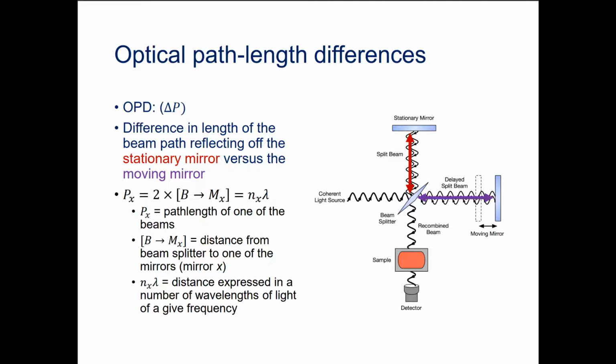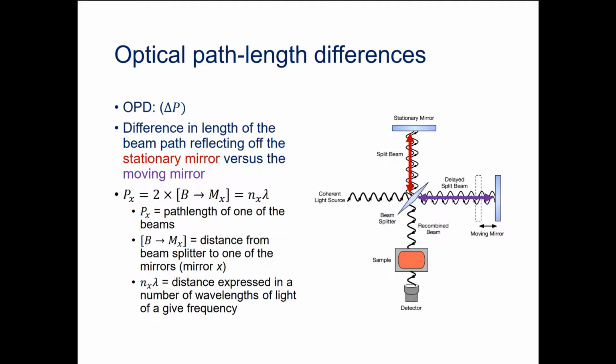This is the difference in length of the beam path reflecting off the stationary mirror versus the moving mirror. The path length can be worked out using the equation on the screen, where Px is the path length of one of those beams, b to Mx is the distance from the beam splitter to one of the mirrors, and Nx wavelength is the distance expressed in a number of wavelengths of light of a given frequency. The reason for the 2 in the middle part of the equation is because the beam travels from the beam splitter to the mirror and then back to the beam splitter. You'll end up with 2 values, one for the stationary mirror and one for the moving mirror.